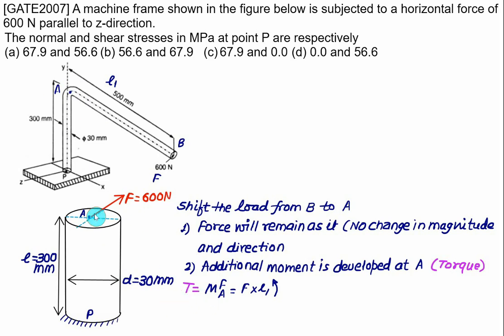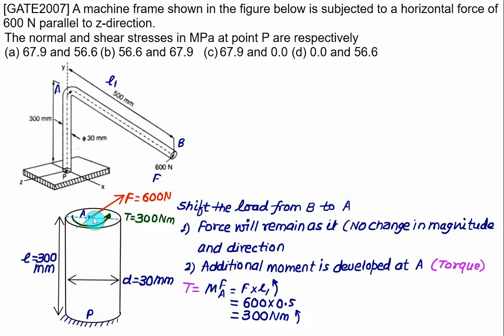In this plane you will observe the torque, and that value is given as F multiplied by L1. We have F equal to 600 and length equal to 500 mm, that is 0.5 m. So in this case we develop a torque equal to 300 Newton meter. The direction of this torque will be anti-clockwise. So in this figure we will show the torque in an anti-clockwise sense. This torque T will be equal to 300 Newton meter.